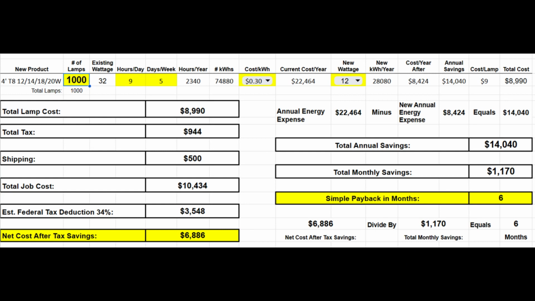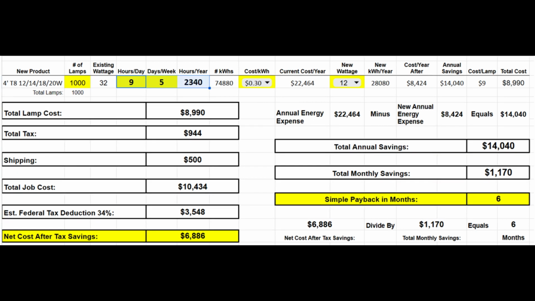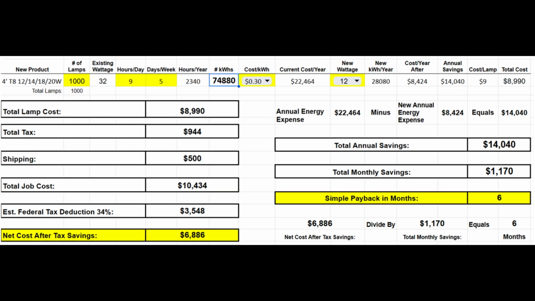If you have a small building with 1,000 4-foot 32-watt fluorescent tubes, I've highlighted that on the spreadsheet. That's where you put the quantity of tubes. They're on 9 hours per day, 5 days per week. As you can see on the screen, they total 2,340 hours of operation per year.